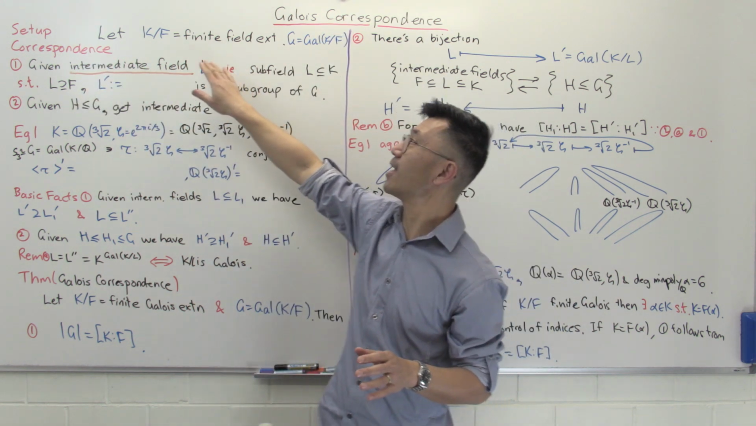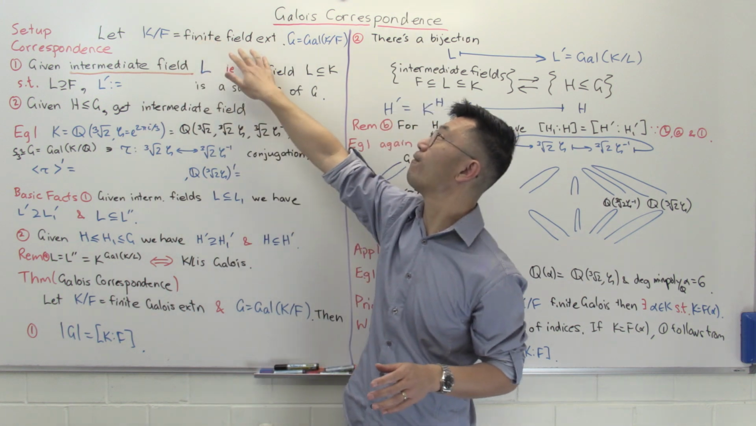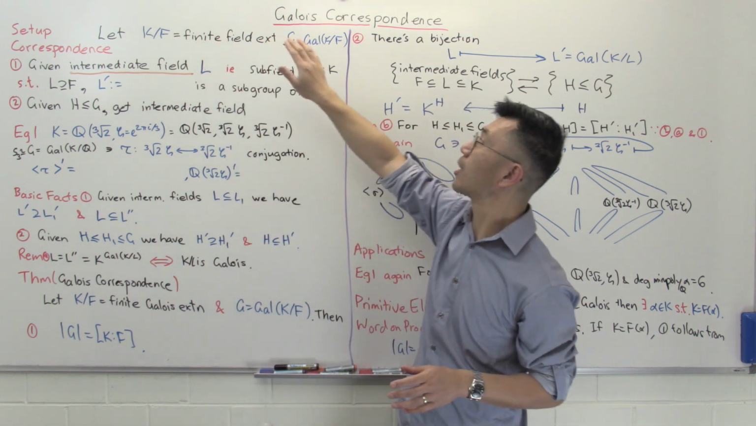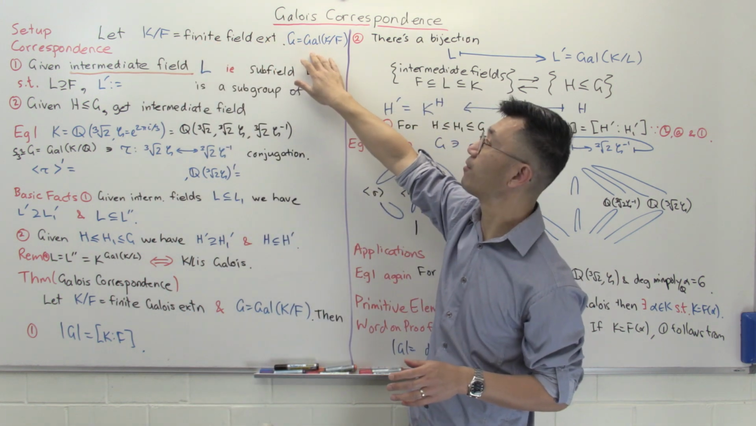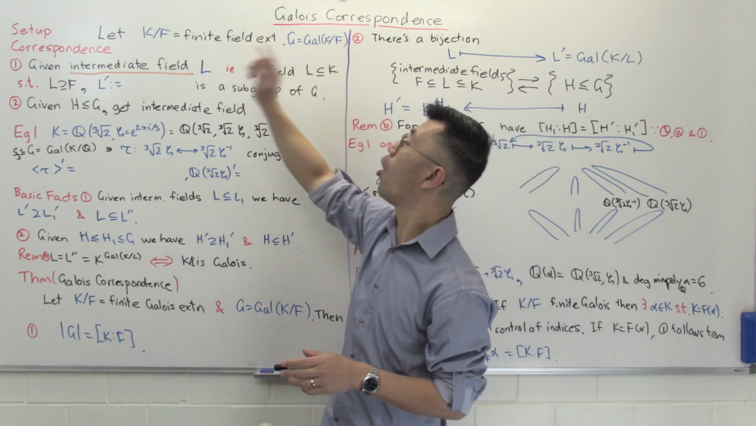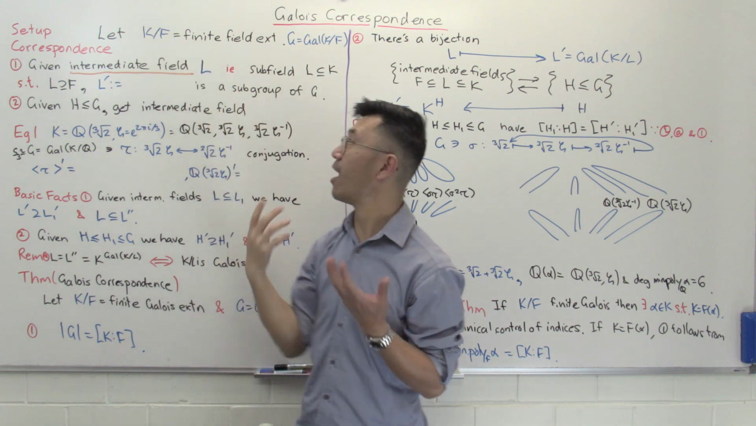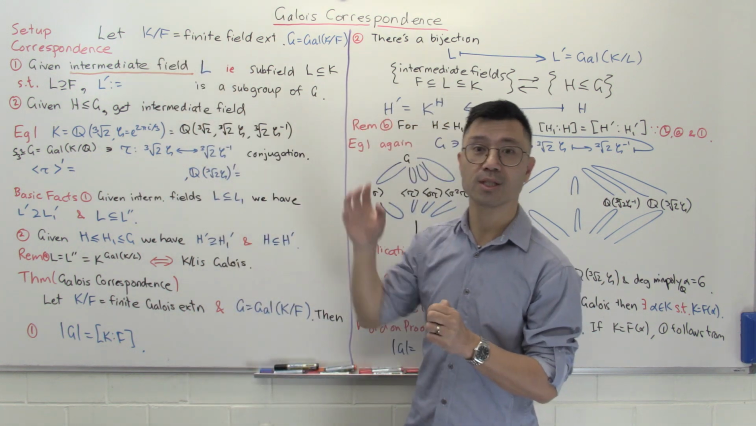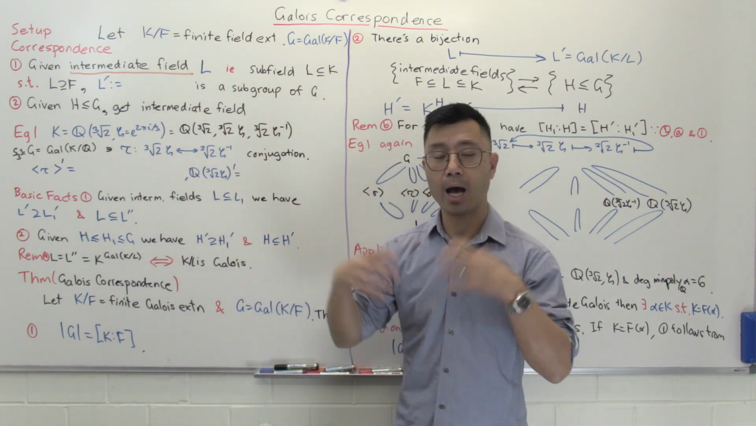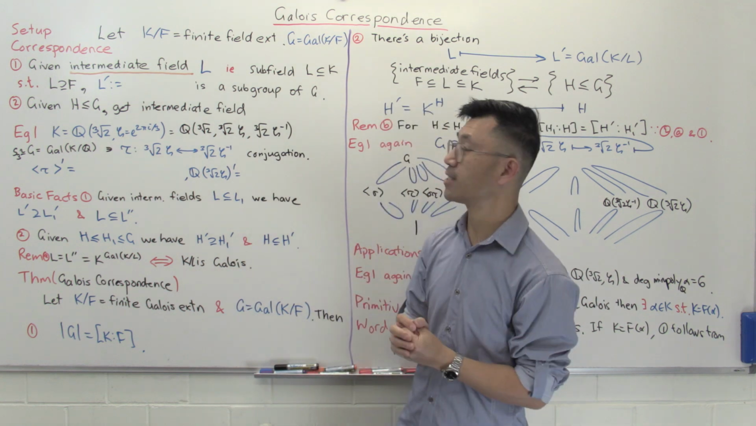So what we'll consider here is K over F, some sort of finite field extension, and we can look at G, which is the Galois group of K over F. That is the group of all automorphisms of K which fix every element of this subfield F. And what we want to do is set up a correspondence between two different sets. So what are the two different sets?